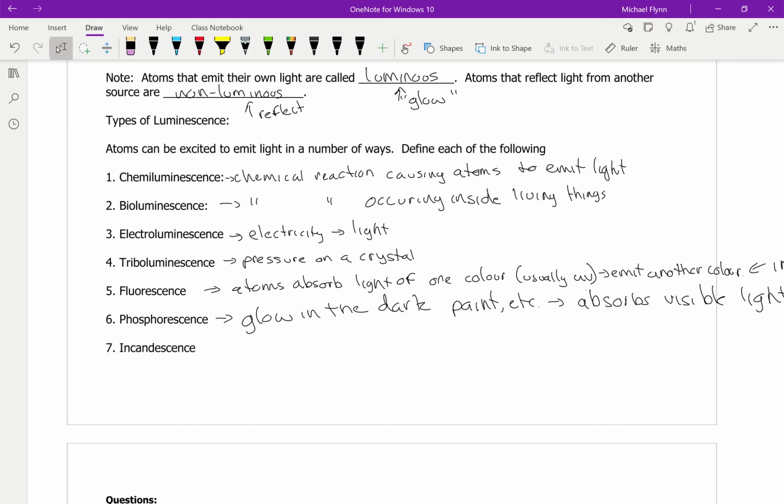Glow sticks are chemiluminescence because you're mixing two chemicals there. Phosphorescence, though, you sit the stuff under a light. It absorbs some of that energy and it slowly releases it. That's called phosphorescence. Incandescent is when something gets hot.